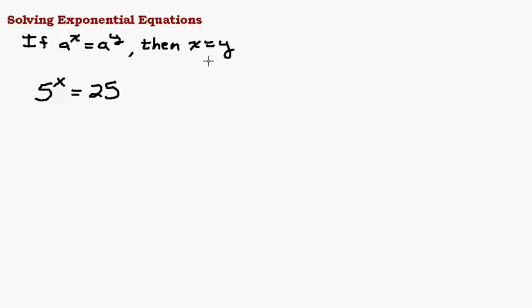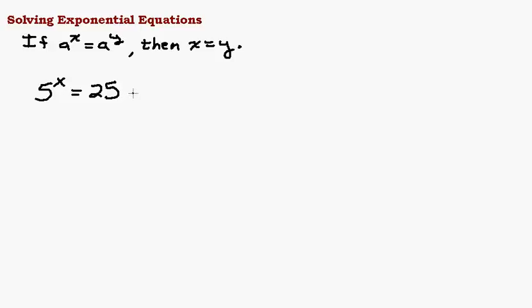This rule says if something to the x power equals that same exact number to the y power, then x equals y. This a value here, that's your base. In order to use this property, you have to have the same base on both sides. You have to have something to a power and that exact same number to a power on the other side. Let's look at our equation. 5 to the x equals 25.